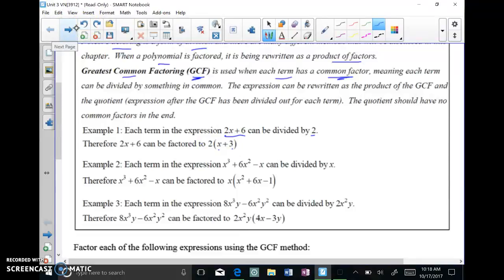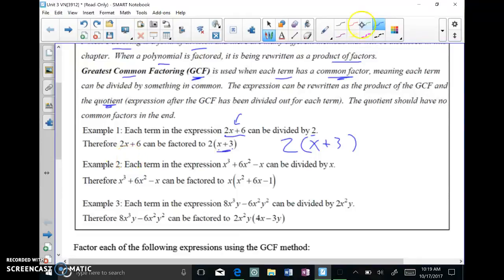What this is saying is 2 is the factor that we're taking out, and what's left over is what's called the quotient, the result after the dividing. So 2 is what I can divide them by, and after I divide each thing by 2, I'm left with x plus 3 as a quotient. That's what's left over when I divide everything in here by 2. So that's a numerical factor. Everything can be divided by 2.